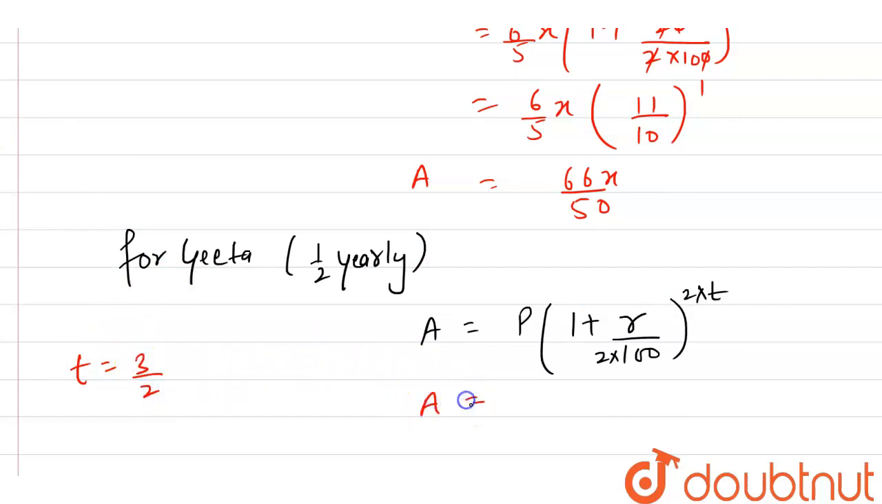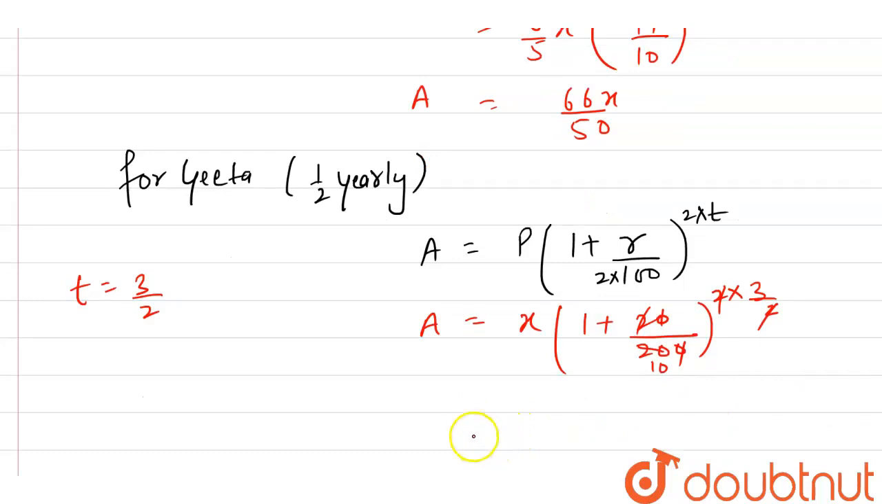So A is equal to P, and as we let the value of P be x, x into 1 plus the rate, which is 20%, so 20 by 2 into 100, that is 200, whole raised to power 2 into the value of T, that is 3 by 2. So this 2 gets cancelled with this 2, and this 0 gets cancelled with this 0, and here we have 10, right? If we solve this, the amount is 10 into 1, that is 10 plus 1 by 11. So it is x into 11 by 10 whole cube.